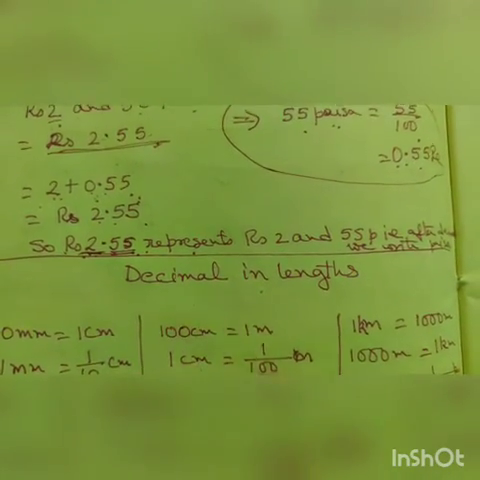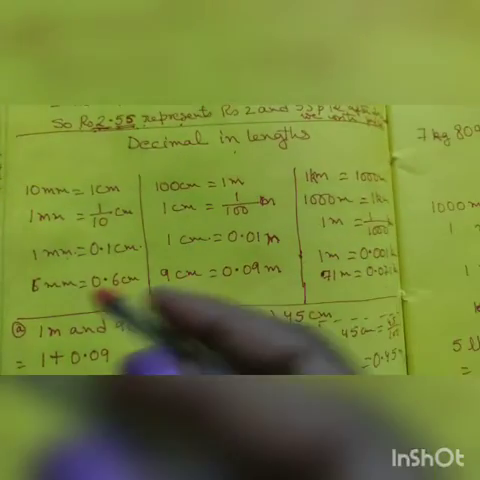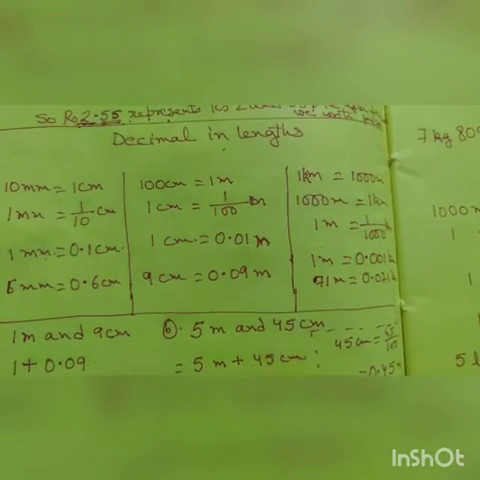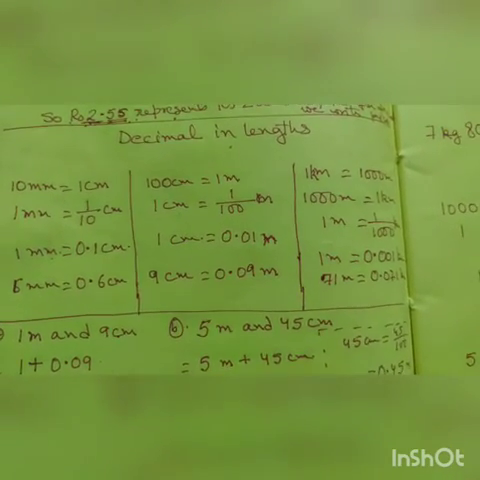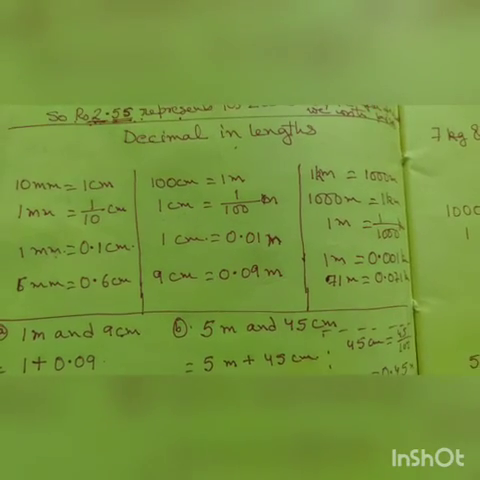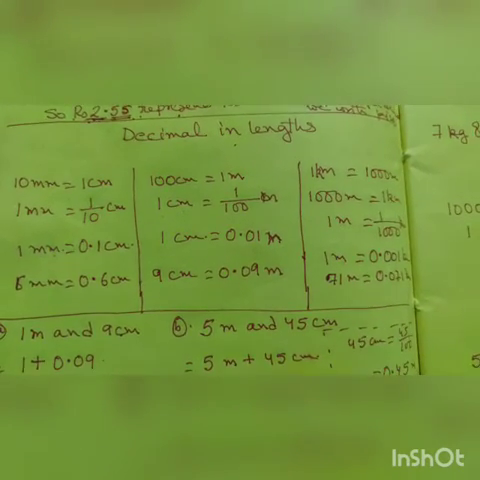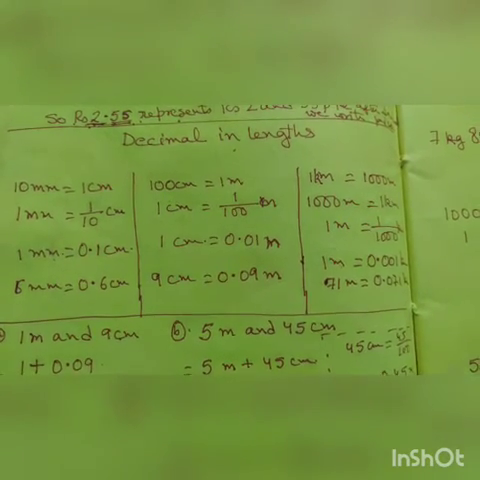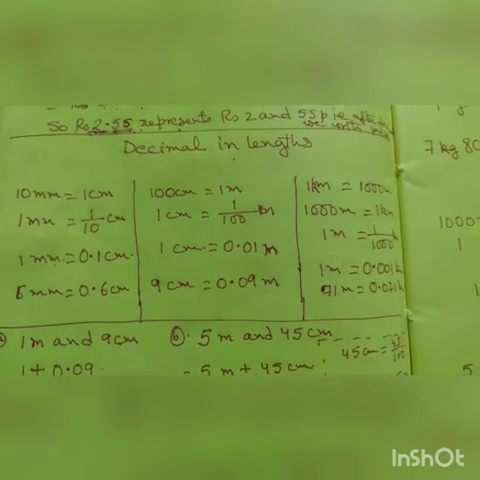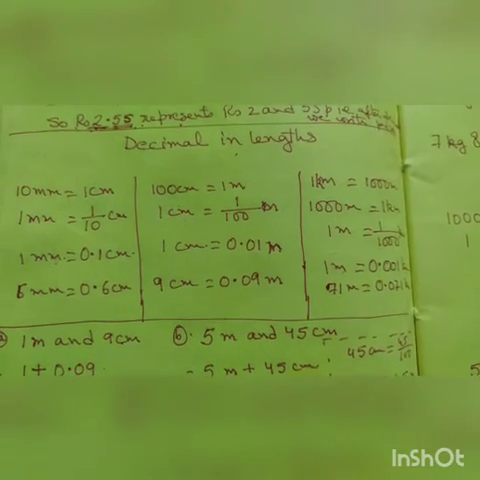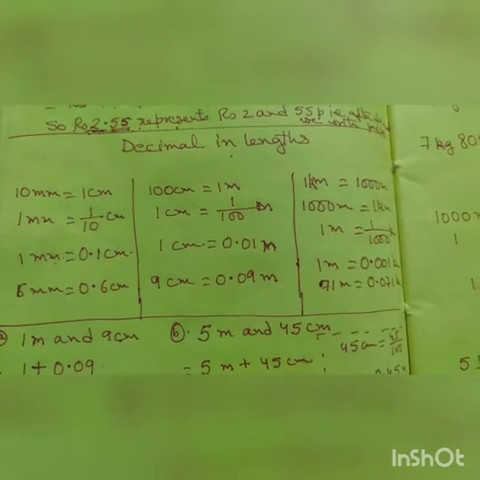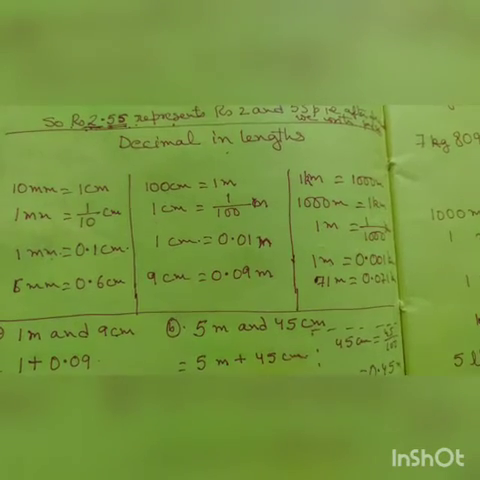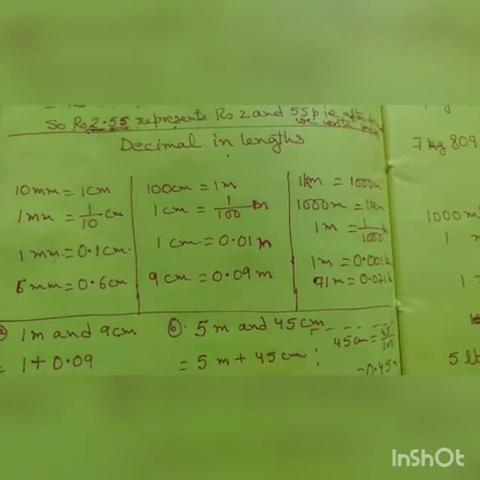Now let's come to decimal in lengths. You have different lengths: centimeter, kilometer, meter. When we measure length, suppose we measure in feet or inches or in centimeter, meter. When we measure cloth, we use meter. When we say the distance from one place to another, we use either meter or kilometer. We measure short distances in meter, and if the places are very far away, we measure in kilometer.